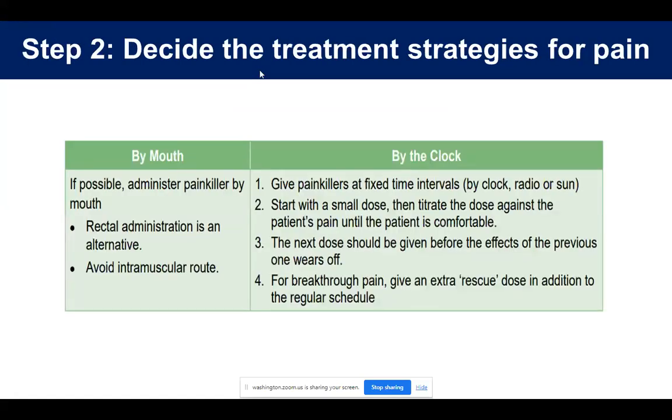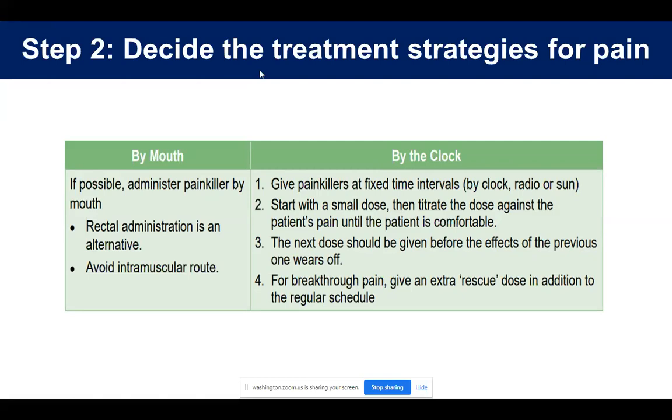Decide the treatment strategies for the pain. The best administration of the drug is through the mouth. So if possible, administer the painkiller by mouth. Then, if that is not possible, think of alternate routes. It could be rectal or intramuscular.